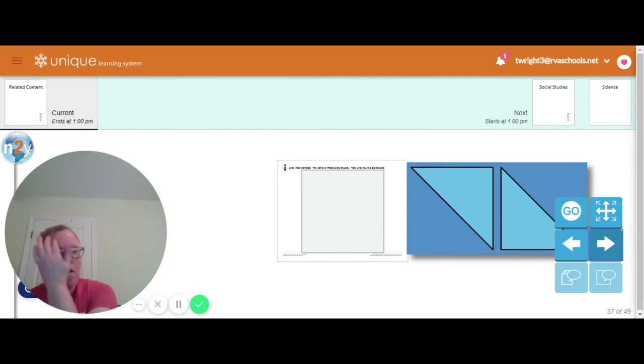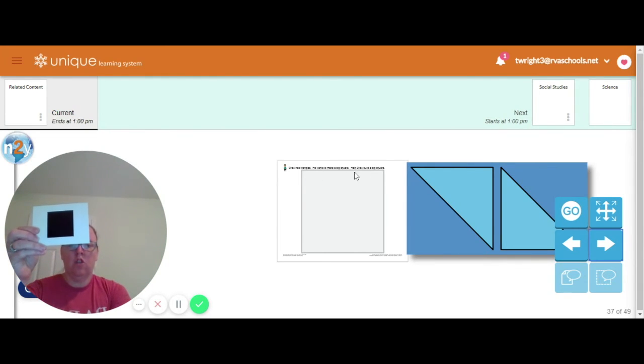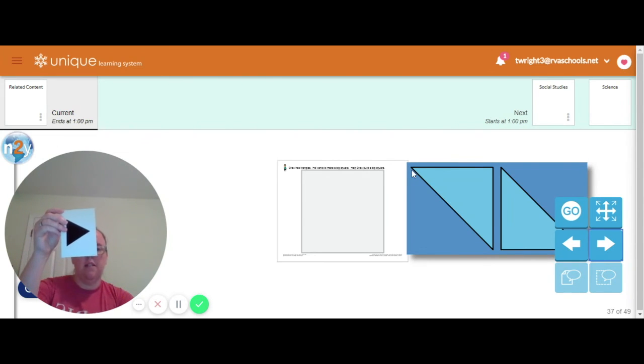All right, so now this is a square. 1, 2, 3, 4. Okay? Over here, we have 2 triangles with 3 sides. 1, 2, 3. 1, 2, 3. How can we fit these triangles into this square? Let's find out. Do you see this line right here? So there's 1, 2, 3. 1, 2, 3. 2 triangles fit in a square.